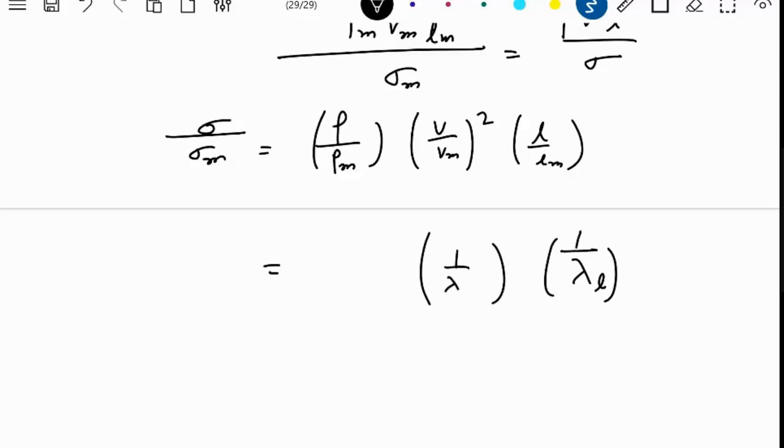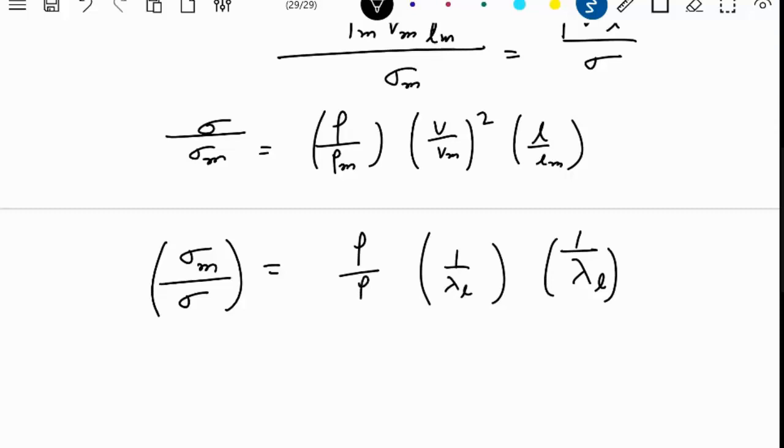This is 1 by lambda L, and this is once again 1 by lambda L, because if you must square, then this becomes, and this is okay. So I am writing here this is sigma m by sigma. So I have reversed this, and then this becomes, you can do this exercise. This is nothing simple. So this is rho m by rho m.